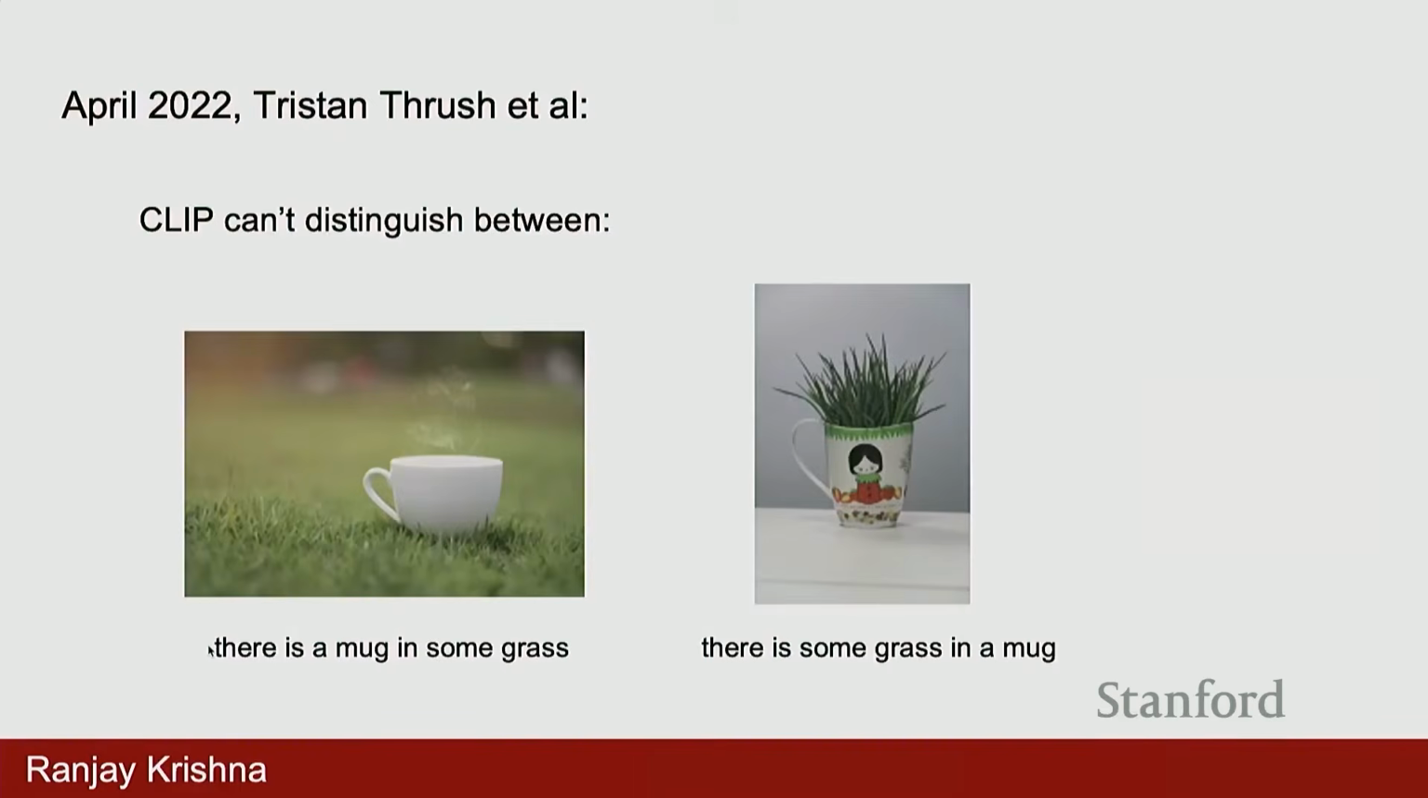Of course, I'm telling you all the good things. Turns out there's a lot of bad as well. CLIP, unfortunately, can't distinguish between these two images. So you have an image of a mug in grass, and you have some grass in a mug.